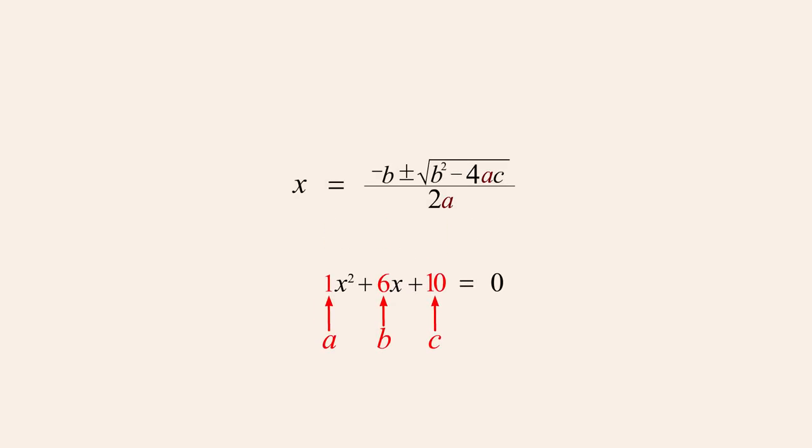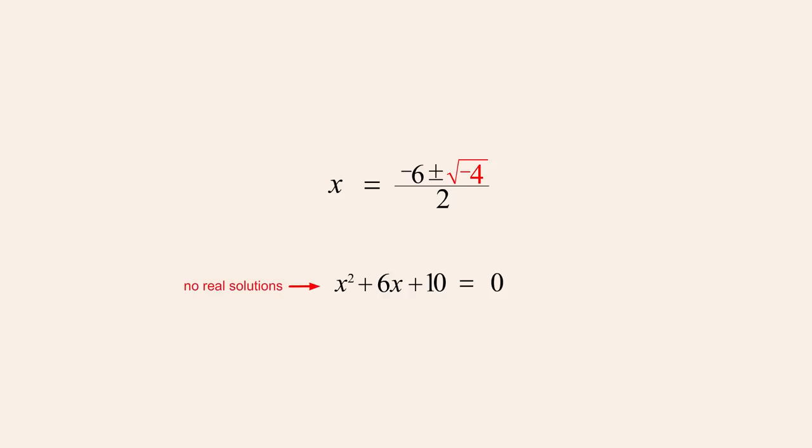Replacing a with 1, b with 6, and c with 10, we see that the numbers under the radical sign reduce to -4. And since negative numbers have no real square roots, this equation has no real solutions.